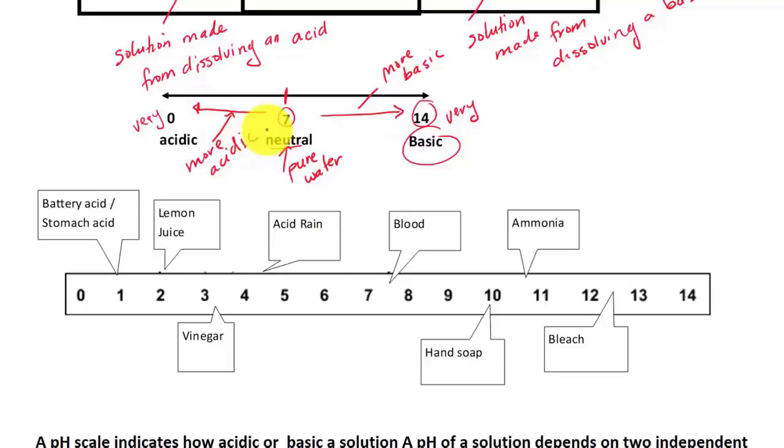Let's look at some examples that we see in our daily life. First of all, stomach acid is right here. That's about the same pH as battery acid. And then we have lemon juice, vinegars, and acid rain. Then past the neutral value of pure water, we have blood, which is a little bit basic. Then we have soap right here, at a pH of 10. Then we have bleach, which is a cleaning agent, with a pH all the way between 12 and 13. So that is the pH scale.